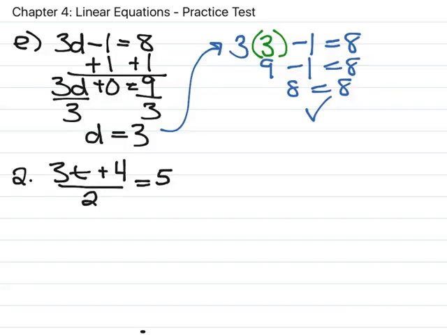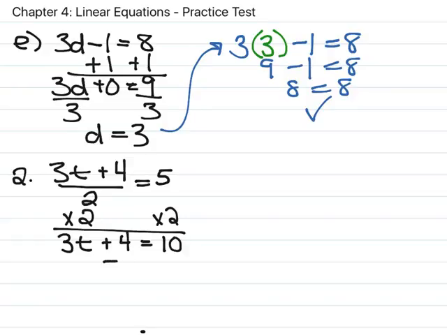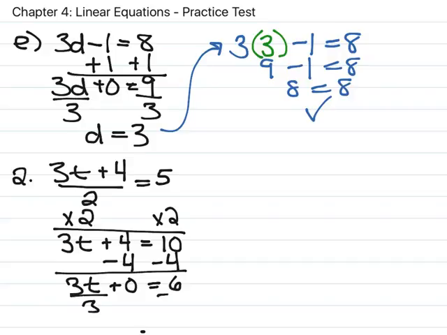So because we're dividing the entire left side by 2, we're going to multiply both sides by 2, which will leave you with 3t plus 4 is going to be equal to 10. And we solve it as we did above, so you're going to subtract 4 from both sides, which will give you 3t plus 0 equals 6. Divide everything by 3, which will give you t equals 2.